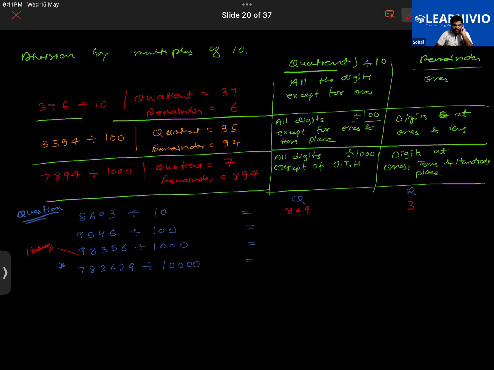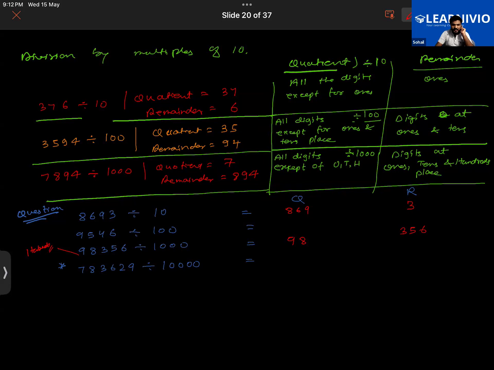Read the rule again. In the question, you have to write all the digits except for the digits at ones, tens, and hundred place. Which digits in this number are at ones, tens, and hundred place? Tell me. 6, 5, and 3. So we won't be counting them. We will leave them. So you will write only 98 and the rest will become remainder. Is that clear now?